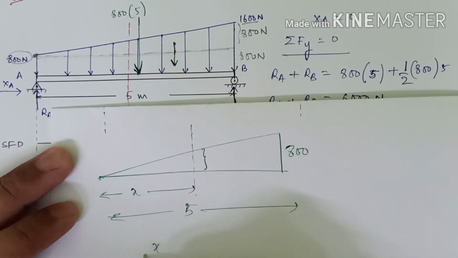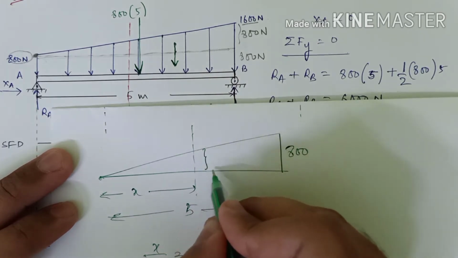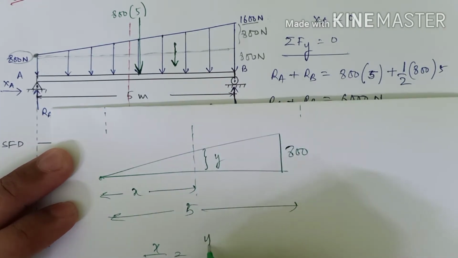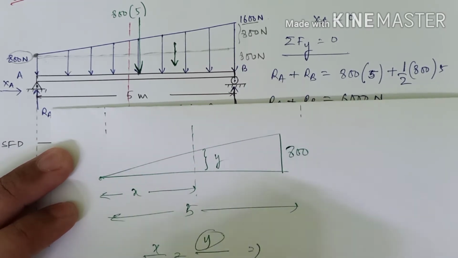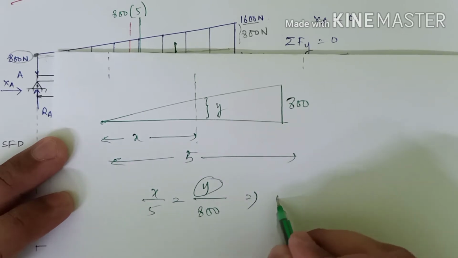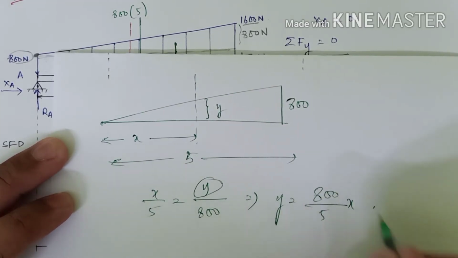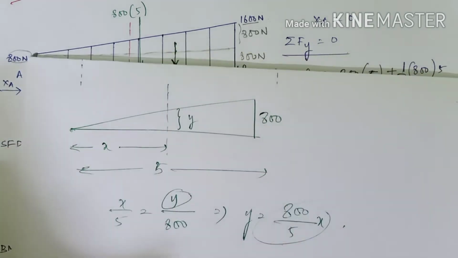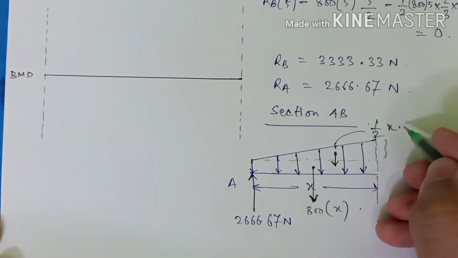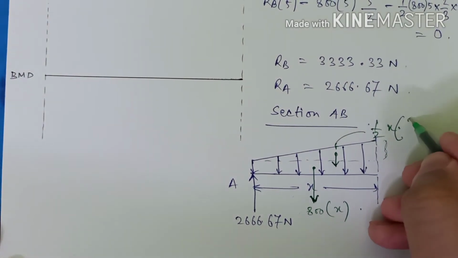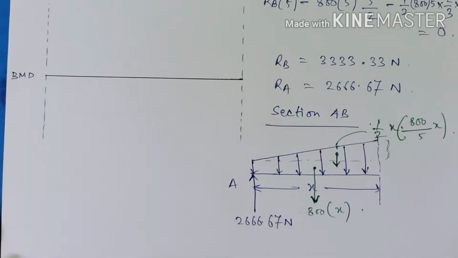By applying the Thales theorem, the ratio of corresponding sides are equal. So x by 5 will be equal to y by 800, where y is the height we need. Subjecting y, we get y equals 800 by 5 into x. So we multiply this value: the UVL load is half x into the value of y, which is 800 upon 5 x.